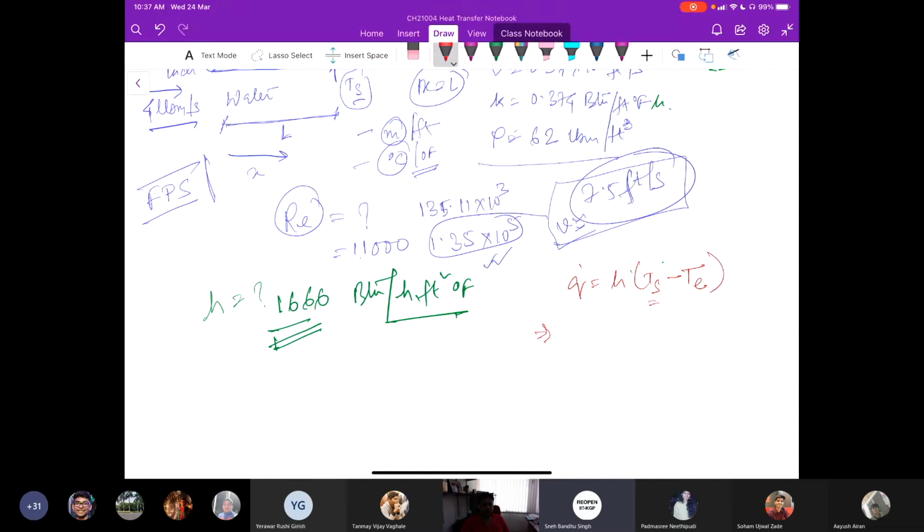So how is the value of h calculated here? You know the Nusselt number, h d by k. Okay, sir, I was using hL by k. Sorry, sir. L is the characteristic length or d is the characteristic length? For internal flow, it is the diameter. Yes, sir, I was using the length of that pipe.